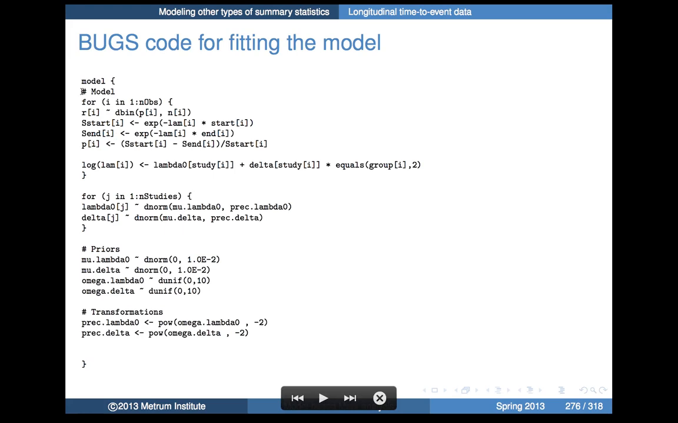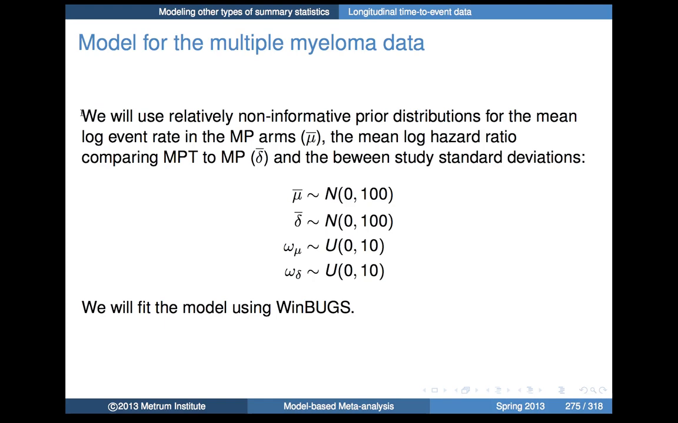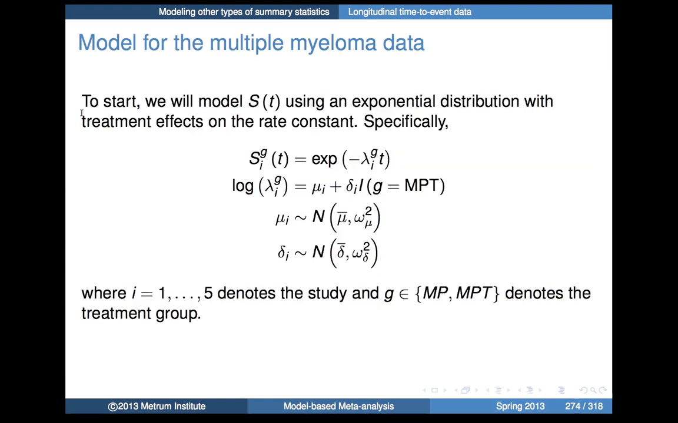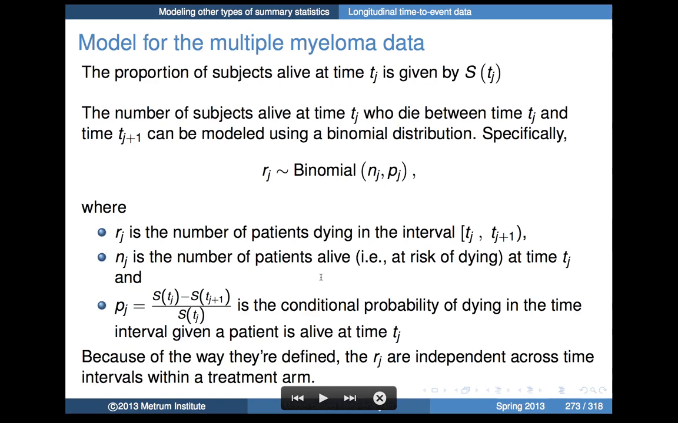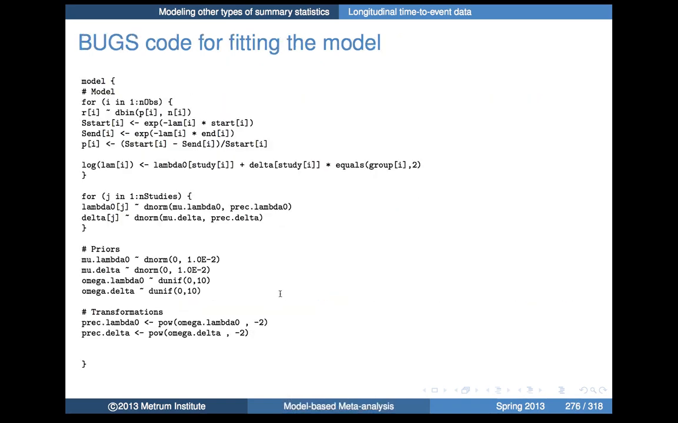So here our model says that our data is going to be a vector, and the variable R is going to have one observation for every time point in every treatment arm in every study. So it's going to be a vector that has one observation for each of these dots in this figure, and each of those numbers of patients dying within that time interval is going to follow a binomial distribution with probability pi and number at risk ni.